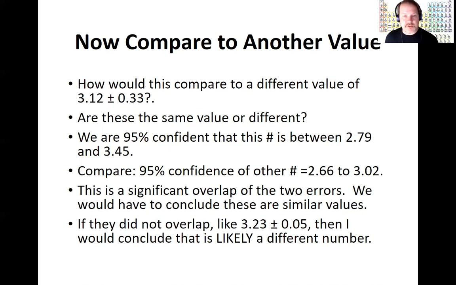between these two numbers. And so I would have to conclude that, because they're related and overlapped, they're potentially the same number. Now take a number like 3.23 plus or minus 0.05, that would go from like 3.18 to 3.28. And so that's a very narrow distribution and wouldn't overlap.